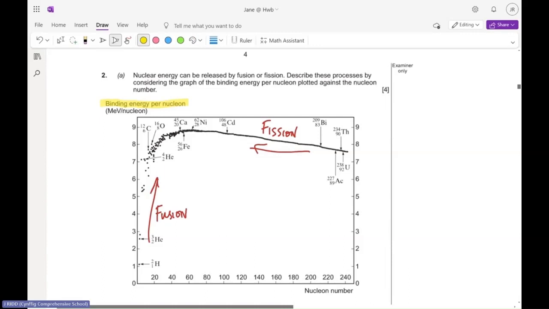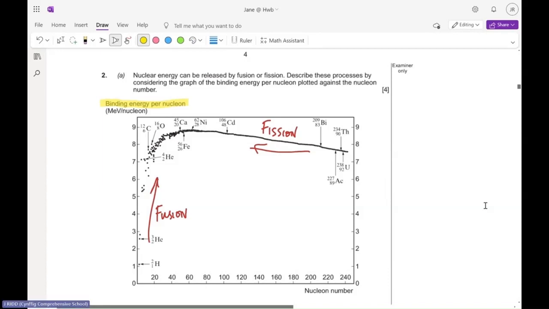The same can be said for fission. Now, in the process of fission, we have heavier nuclei splitting to form lighter nuclei. When that happens, again, you can see on this curve here, we have an increase in the amount of binding energy per nucleon. There is a release of energy. Again, there's a mass defect, and that manifests itself as a release of energy.